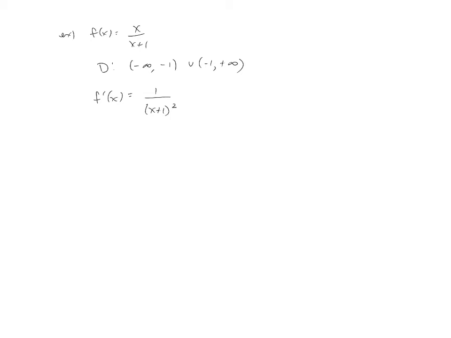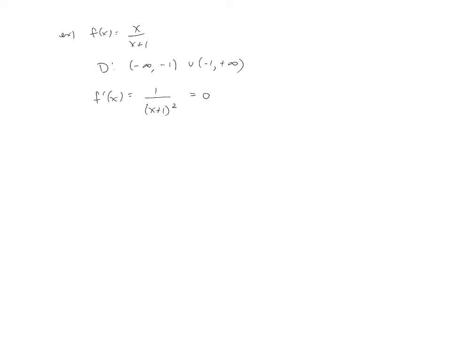So now, when we look at this and we set it equal to 0, we have a little bit of an unusual situation, right? We can't actually solve this for x. There's no x's that are going to create or make our derivative equal to 0. So what does that mean?